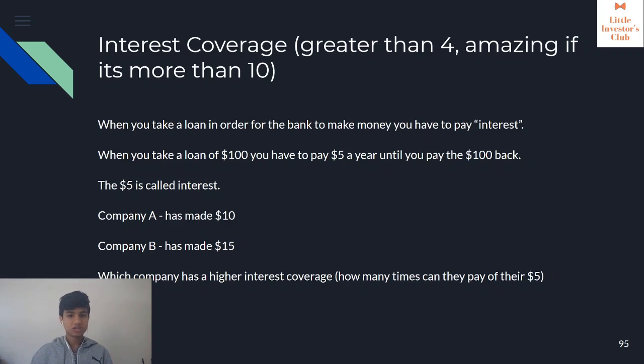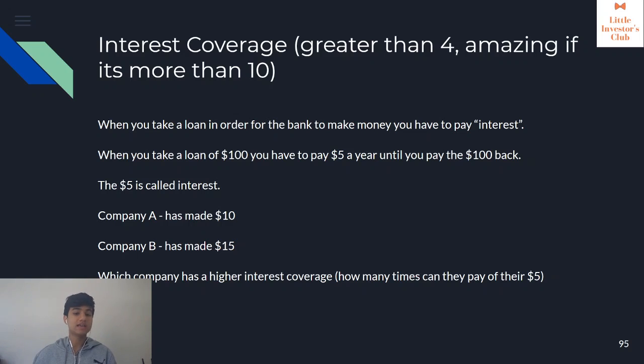So every time you take a loan from the bank, in order for the bank to make money, you pay some extra amount of money back, and this extra amount of money is called interest. So if you take a loan of $100, when you pay the loan back, you have to pay $5 a year until you pay the $100 back. And that $5 a year is called the interest.